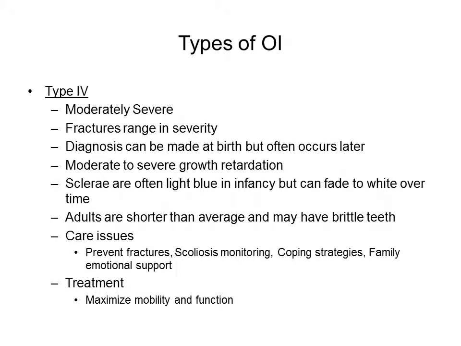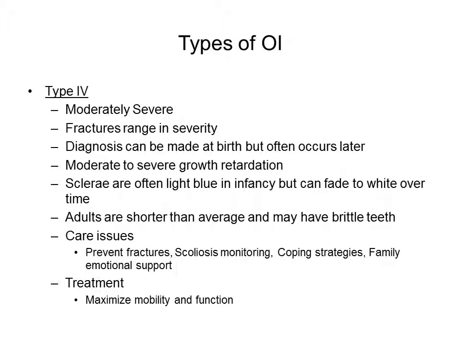Type 4 is moderately severe. The fractures certainly range in severity. The diagnosis can be made at birth, but usually with type 4 it occurs later. There is moderate to severe growth issues, so they're going to be really short in stature also. The sclera are often light blue in infancy, but it usually fades to white over time. Adults also may have brittle teeth. Again, they're going to be shorter in height.